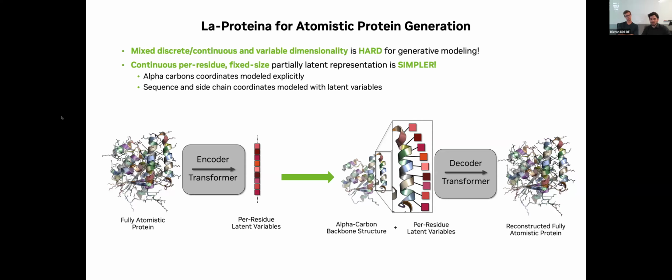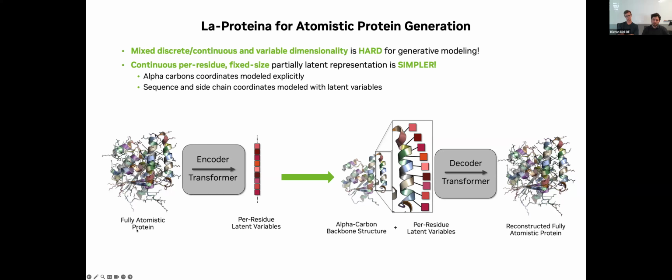What we propose is a continuous per-residue fixed size representation for proteins. And as I explained, this is obtained by modeling the alpha carbons explicitly. So the coordinates of the alpha carbons, you model them explicitly. And all other atomistic details, the backbone atom coordinates, side chain coordinates, residue type, are modeled through some continuous fixed dimensional latent variables. So this is trained, this is your typical autoencoder setup.